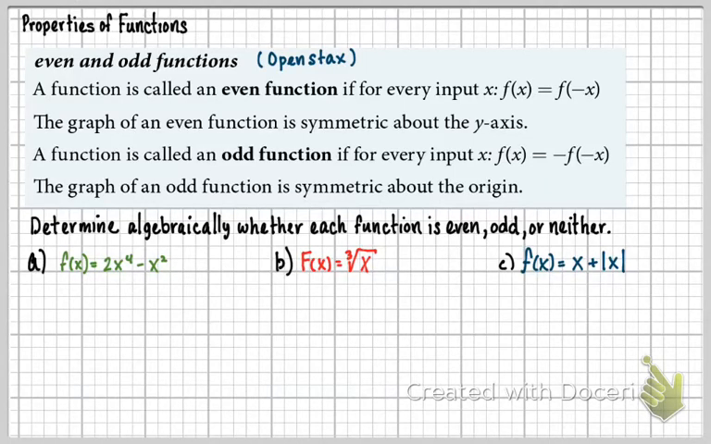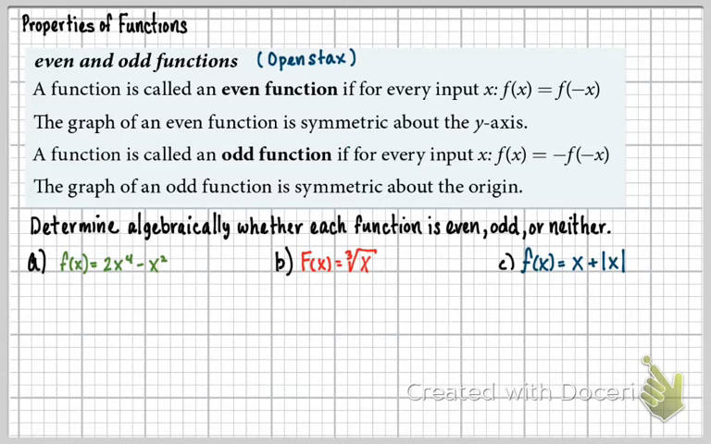Properties of functions. We're going to start with even and odd functions. A function is called an even function if for every input of x, f of x equals f of negative x. The graph of an even function is symmetric with respect to the y-axis.